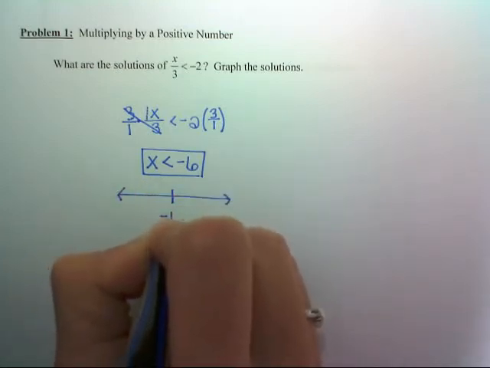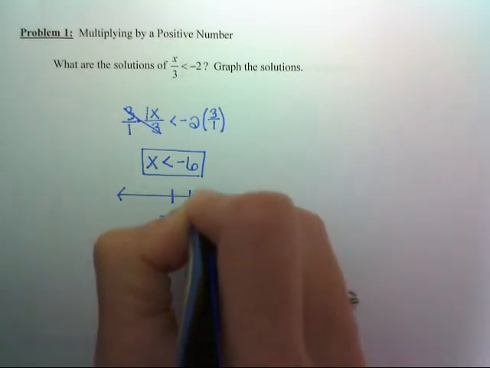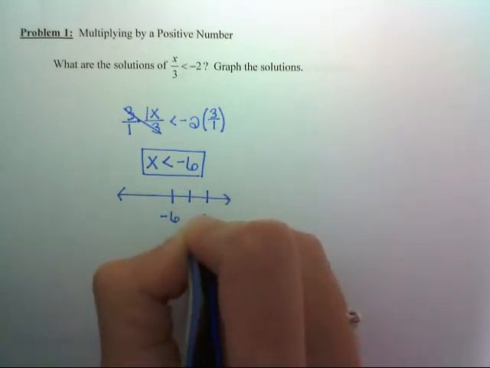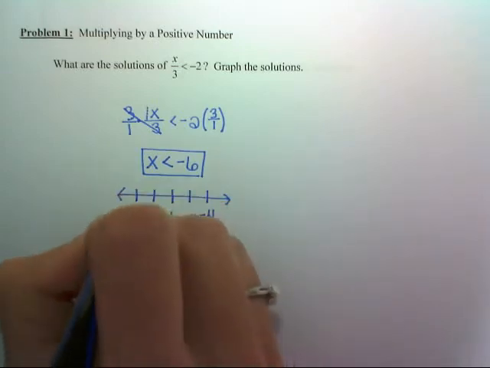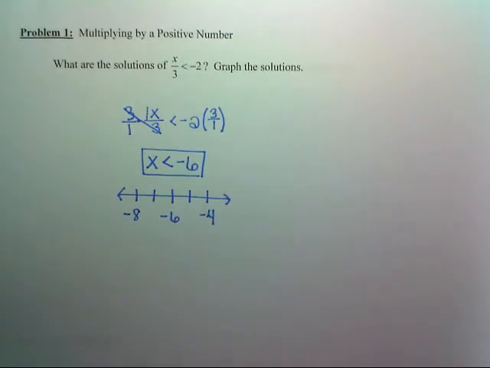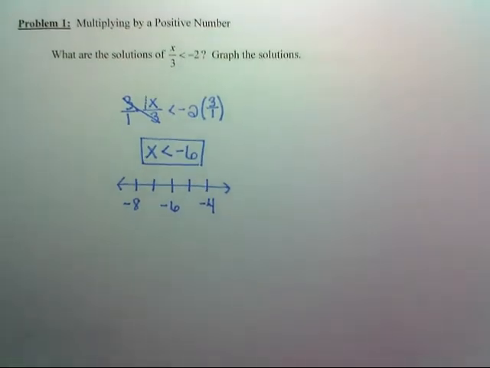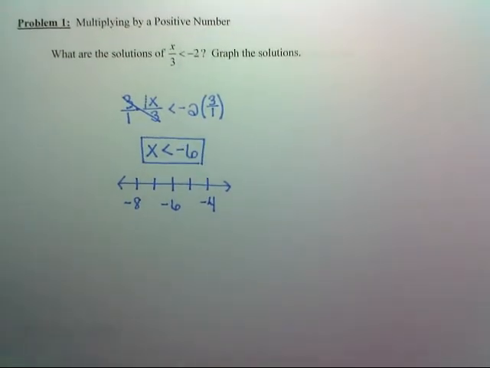-6 is our starting point. Be very careful setting up your number line here. This would be -5, this would be -4, -7, -8. And you should be fairly confident with yourself in being able to graph these now.